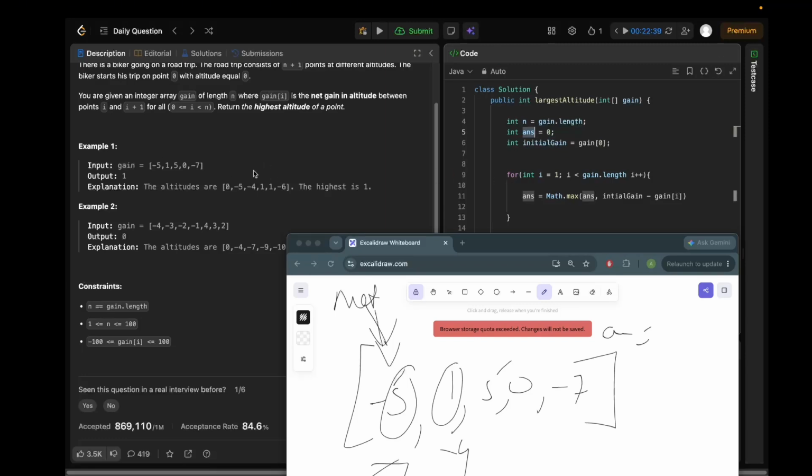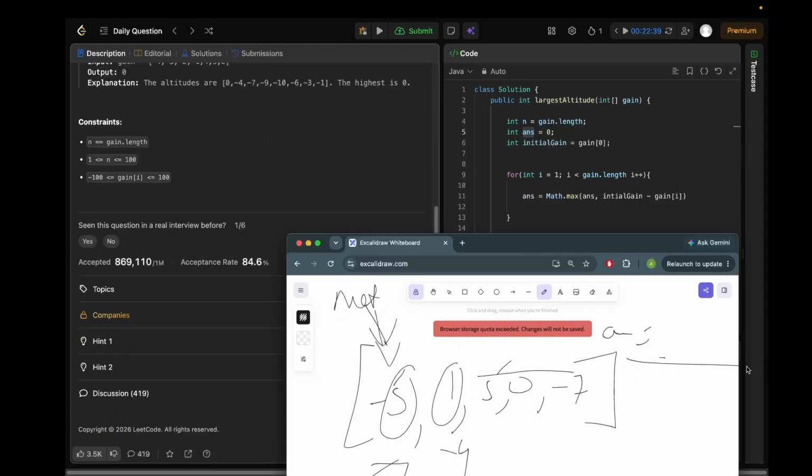Okay, so we're thinking it wrong. These are the gain in altitude. We start at altitude 0. Okay, so we start at ground level 0, then we go down -5, then we go up 1 point, we go to -4, we go to 1. Okay, I see what I mean.